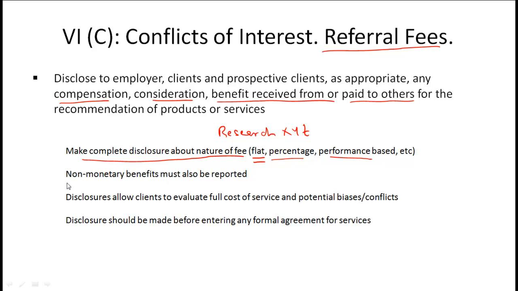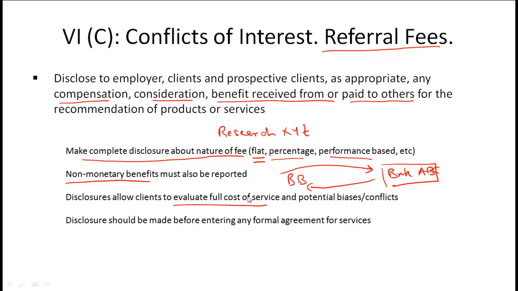In fact, even if there is any non-monetary benefit, that must be reported. So if you work for an asset management company and you refer a lot of business to brokerage firm ABC, and let's say that this brokerage firm gives you a bunch of Bloomberg terminals, this is a non-monetary benefit which should also be reported. By reporting such benefits, your clients can evaluate the full cost of service that they are receiving, and they can also evaluate any potential biases and conflicts that might arise because of the benefits that you are receiving, or the other fees that you are paying or receiving.